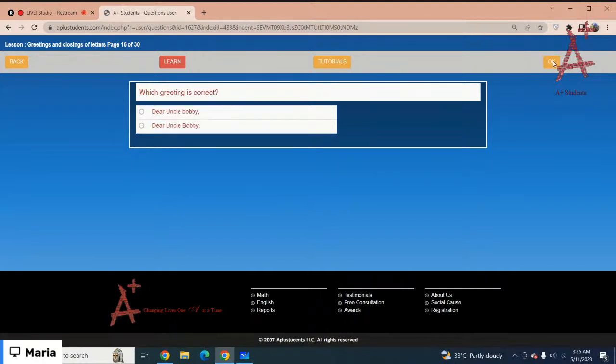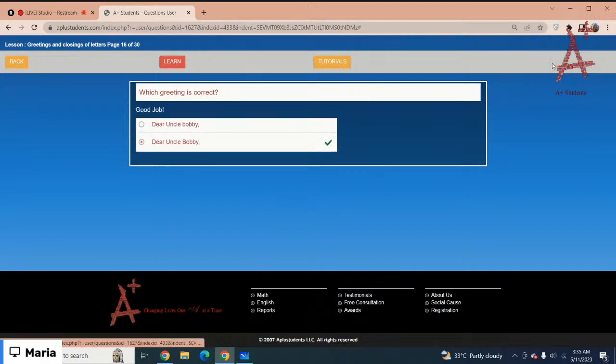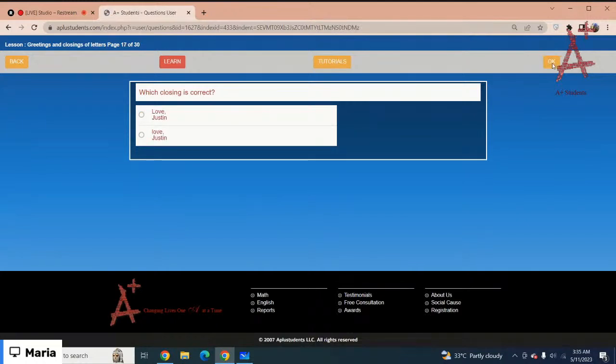Okay, which greeting is correct? Dear Uncle Bobby, option 1 or option 2? Which is the correct one? It would be the second option. All the first letters must be capitalized. It would be Dear Uncle Bobby. The second one is the correct option. Okay, which closing is correct? Love, Justin, option 1 or option 2? Which is the correct option? That would be option number 1 is the correct option.